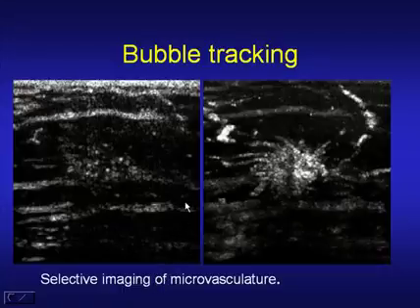If we're looking in the late phase, after the initial arterial input, bubbles get trapped in the small capillaries and microvessels of a tumor and will very slowly pass through.